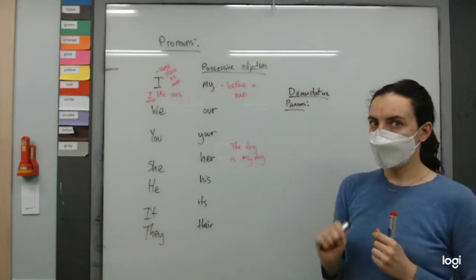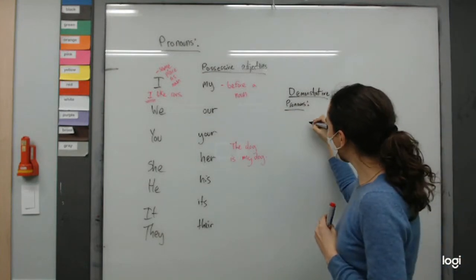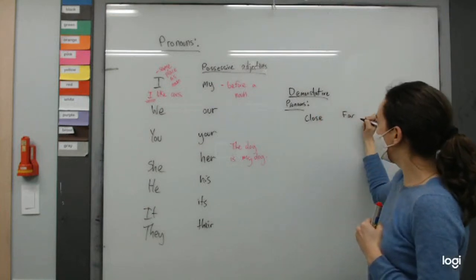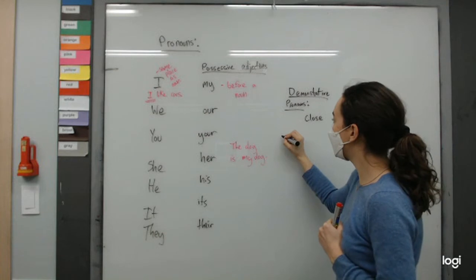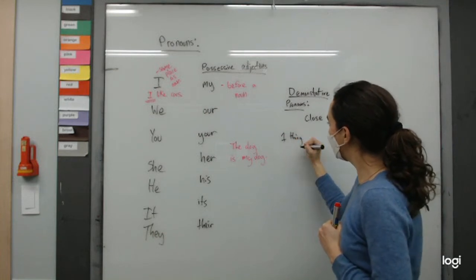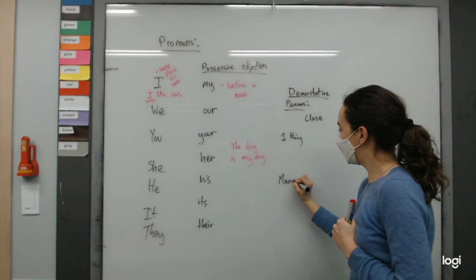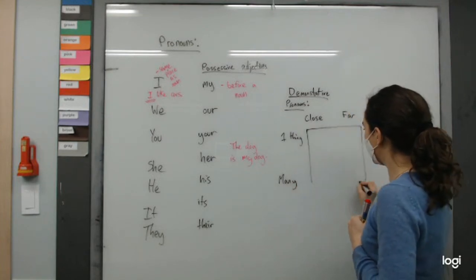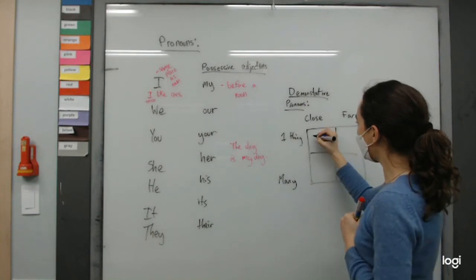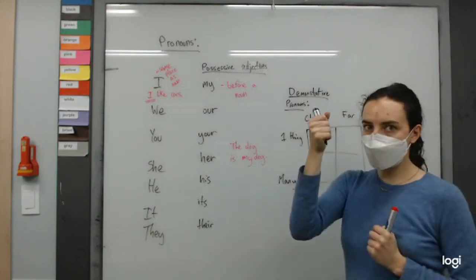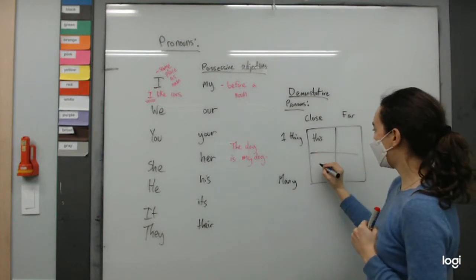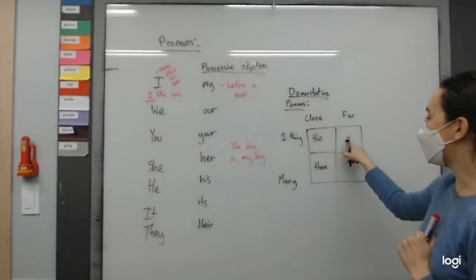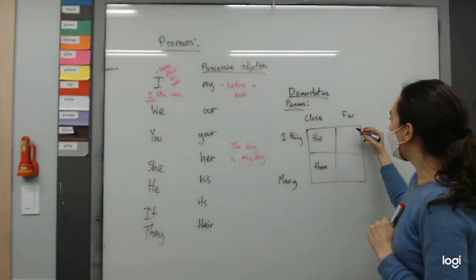So this is demonstrative pronouns. We have four. We have two for things that are close, two for things that are far, two for things that are one thing, two for many. So that is how you keep them straight. When we are talking about things that are close, we can say, for one thing, this marker. For many things, we can say these markers. When we are talking about things that are far, we can say that.